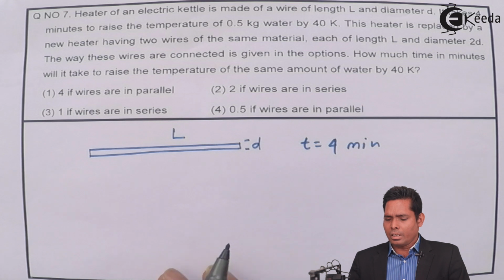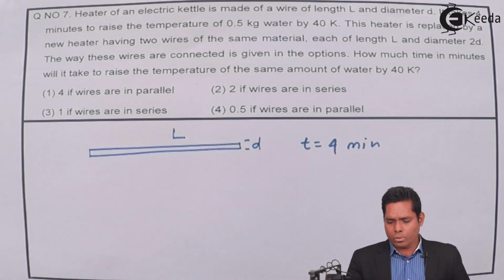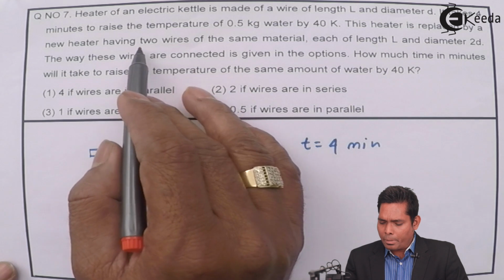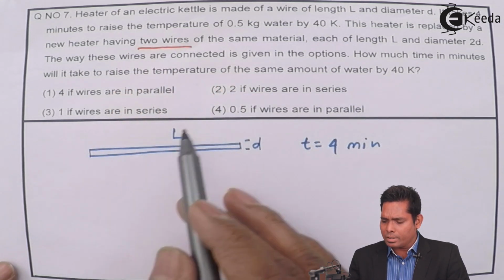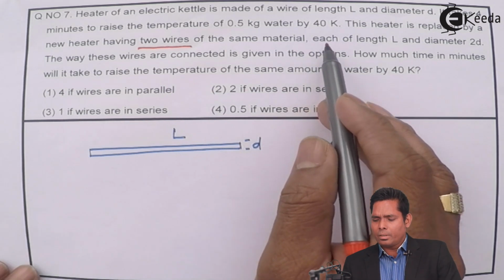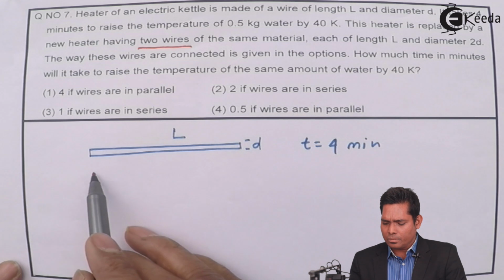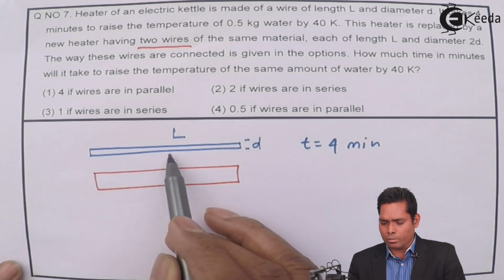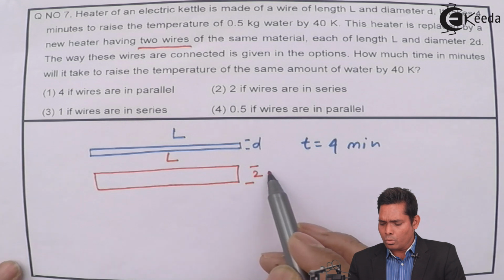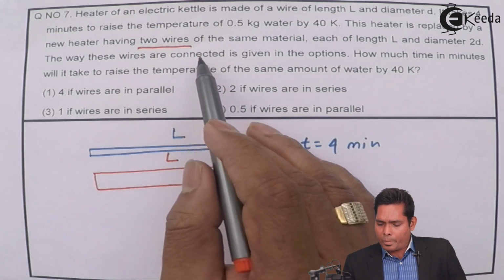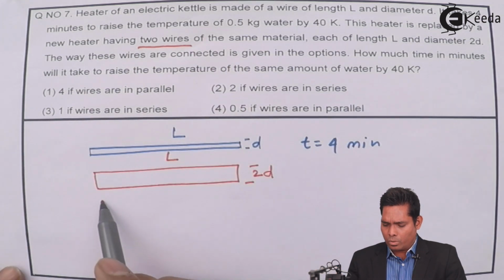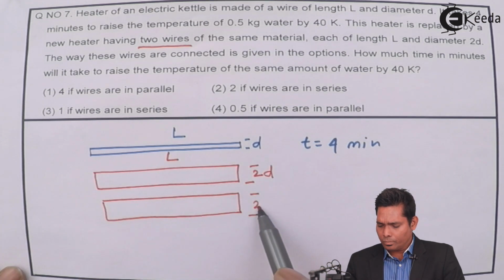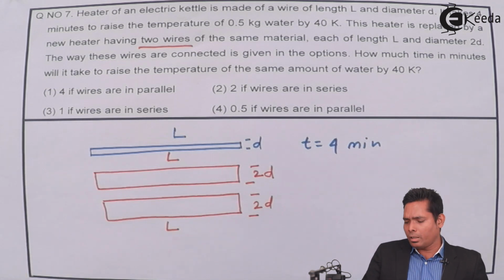The other situation is that this heater is replaced by another heater. So let me use another color for this. This is another heater having two wires. So in this case we have two wires of the same material, but each of length L and diameter 2D. That means the diameter is double. Length is same, so length will be L, diameter will be 2D. And how many such wires? There are two wires, each of length L, diameter 2D.